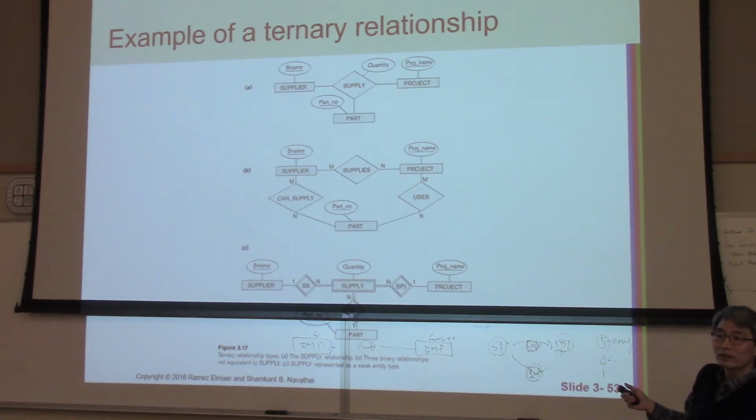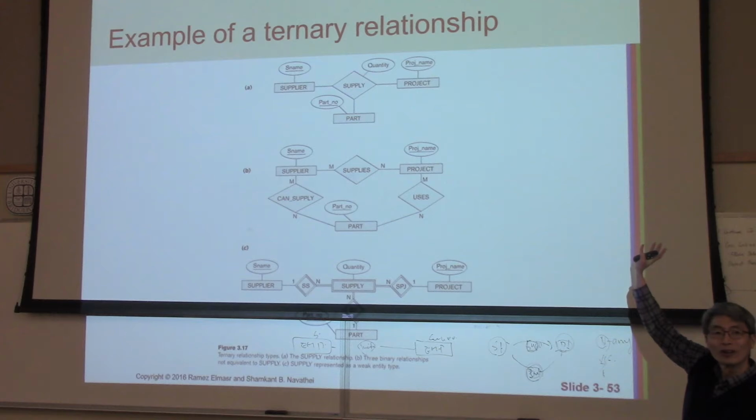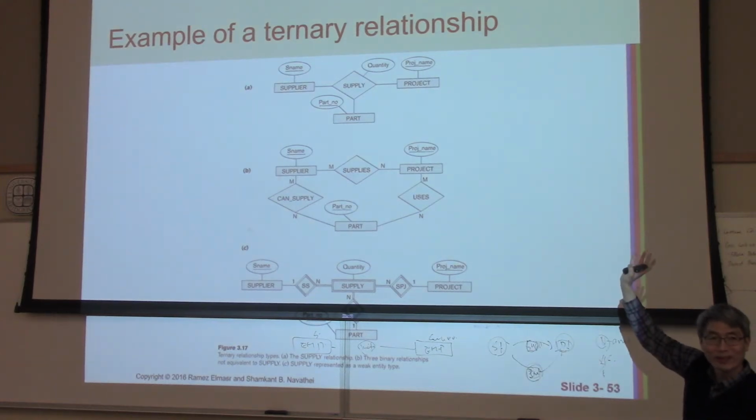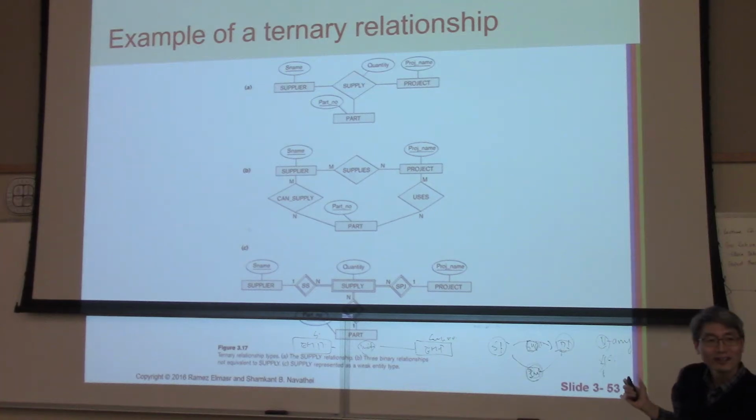Okay? Then question. This is a ternary relationship. This is the n binary relationship. Are they the same meaning or not? Is it identical or not? No? Yes? No? There are some no, but shy to raise your hand. So it's different.